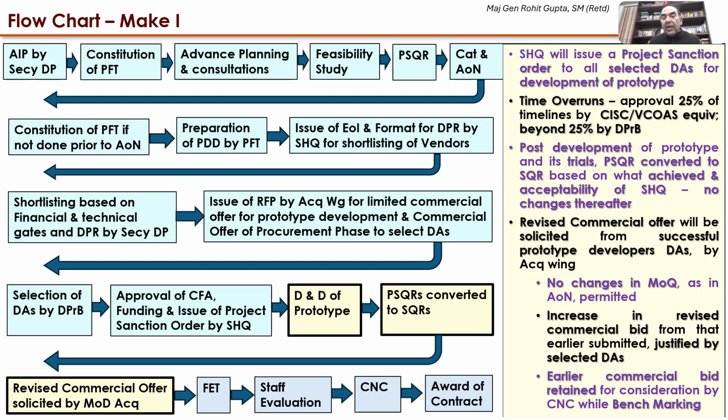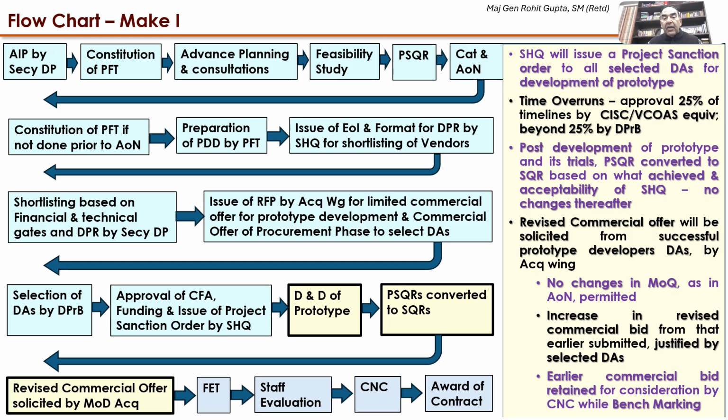So the SHQ will issue a project sanction order to all selected DAs for development of the prototype. Time overruns possibly would be there, and therefore approval of 25% of the timelines is by the SysComply, the Vice Chief's equivalent, and beyond that, it is with the Defence Procurement Board. Now, post-development of the prototype and its trial, the PSQR is converted to the SQR based on what is achieved and the acceptability of the SHQ.